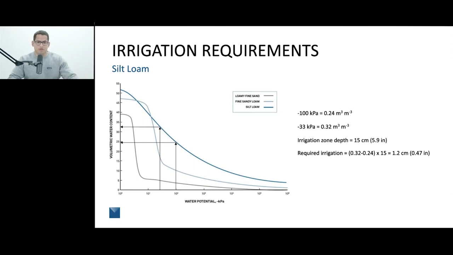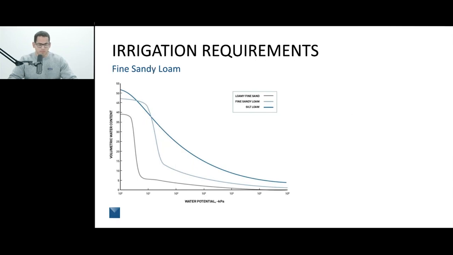Now, can we use these same irrigation requirements for our fine sandy loam? Well, let's take a look. So here we're going to focus now on that light blue curve. And again, we have the same plant that we're growing, so we know our target range. Our lower end of the threshold is -100 kilopascals. In the fine sandy loam, in terms of water content, that means we're targeting about 10% volumetric water content. Okay, and we know our upper threshold is -33 kPa, and in the fine sandy loam, that means we're targeting about 16% volumetric water content.